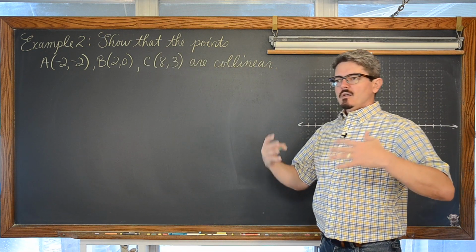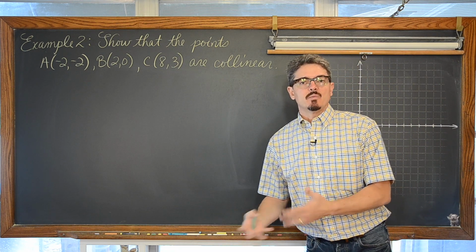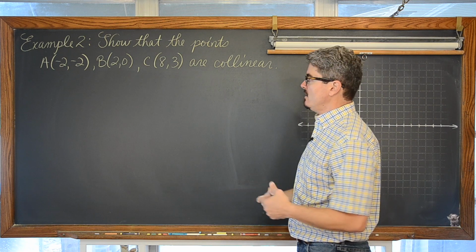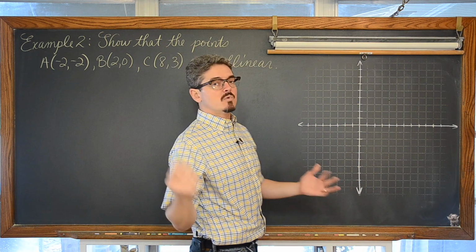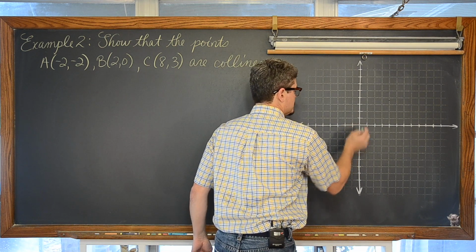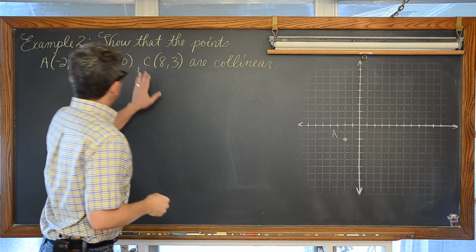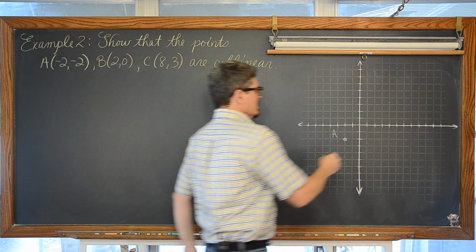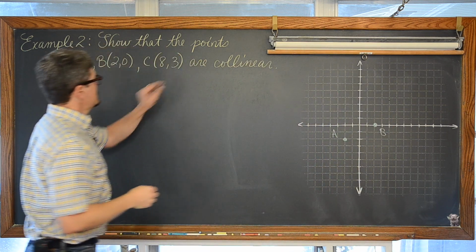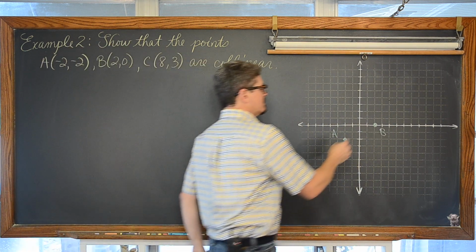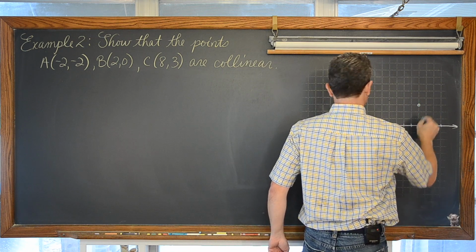But then again, it's nice to develop our newly learned skills on problems that we can easily check with older skills that we already know. Like, hey, A is at (-2, -2). So if each of these tick marks is 1 unit, over to the left 2 and down 2, and we have point A. Point B has the coordinates of (2, 0). And C has the coordinates of (8, 3). So over 1, 2, 3, 4, 5, 6, 7, 8, and up 3.